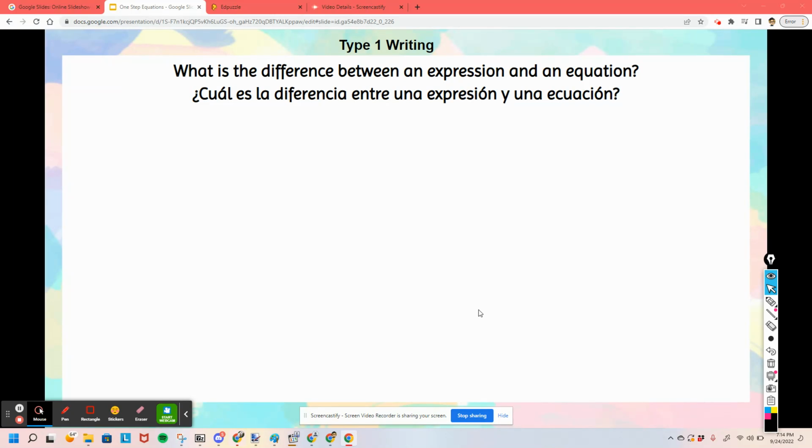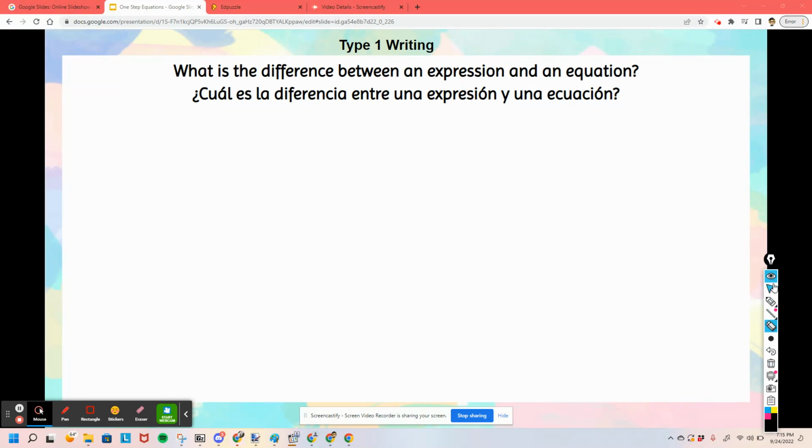Anyway, this one here is on one-step equations. So the first thing I want you to do is answer this Edpuzzle question that's going to pop up. What is the difference between an expression and an equation? All right, so an expression is something like x plus 2, and an equation is something like x plus 2 equals 4. The difference is an expression doesn't equal anything. You have no idea what it equals. An equation is equal to something. It has a variable, and it's equal to something.